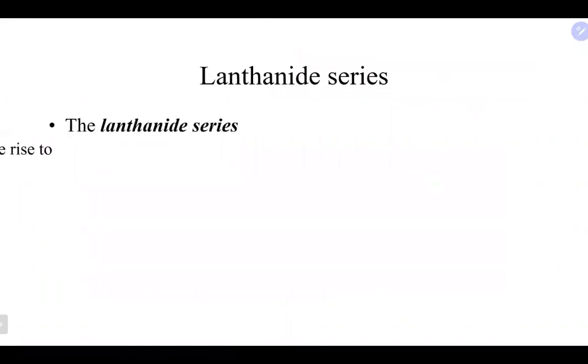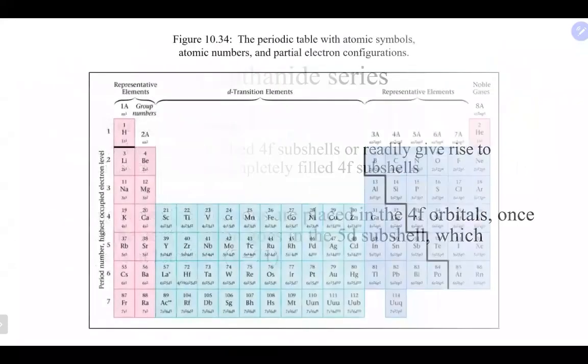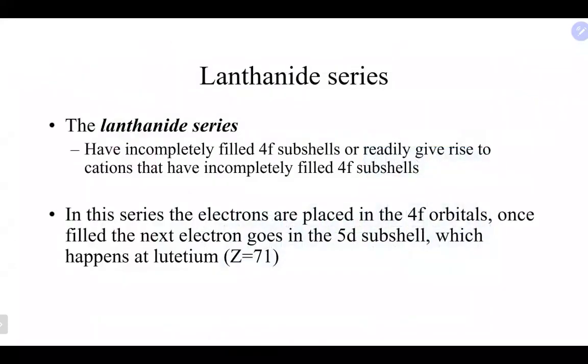At the end, the lanthanide and actinide series, which are our guys on the bottom, are the place where we do start to get into our F subshells. 4F for the lanthanides, 5F for the actinide series. And again, they give rise to completely or incompletely filled F subshells.